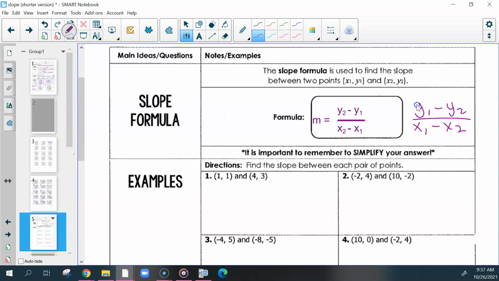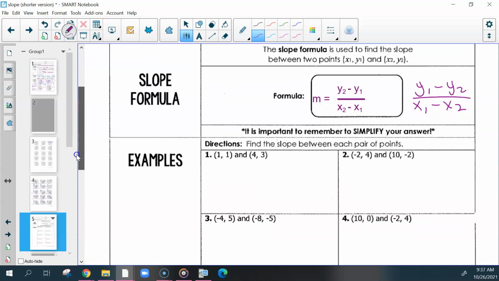What we cannot switch is our x and y. Our x has to stay in our denominator because it's our run. Our y has to stay in our numerator because it's our rise. So we're going to do a few of these together, then I'll let you try some.